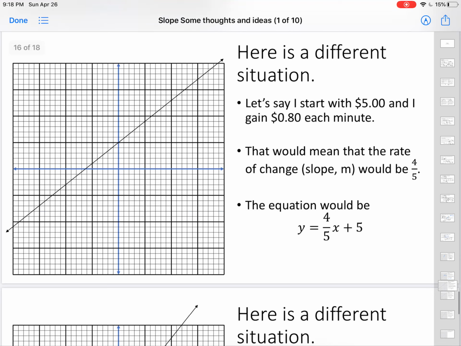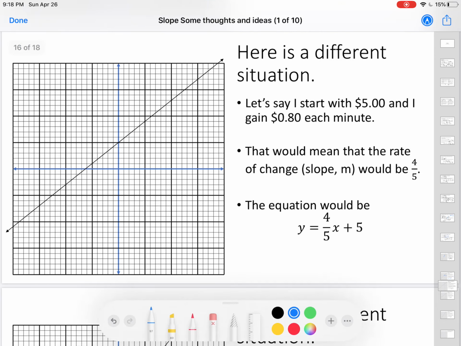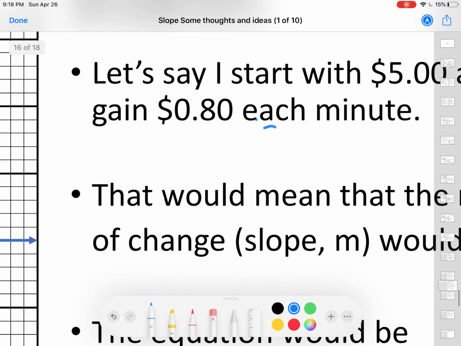Okay. Here's a different situation. I start with $5 and I gain 80 cents per minute. 80 cents is less than $1. In fact, 80 cents would be 4/5, because it's 80 100ths.